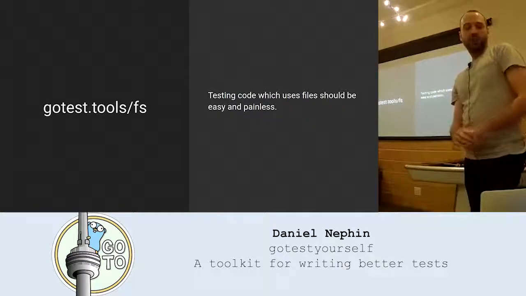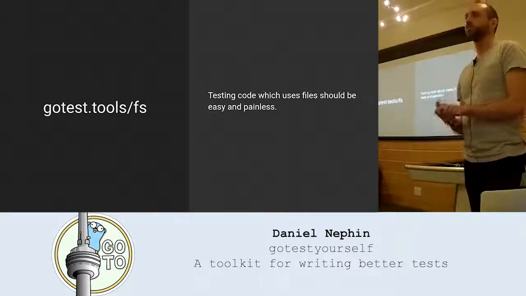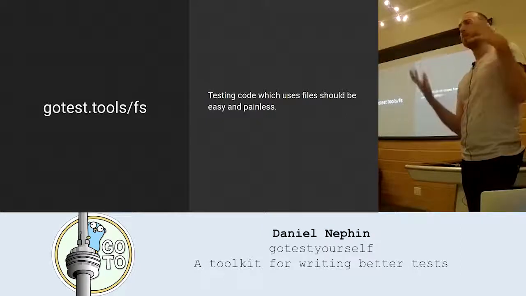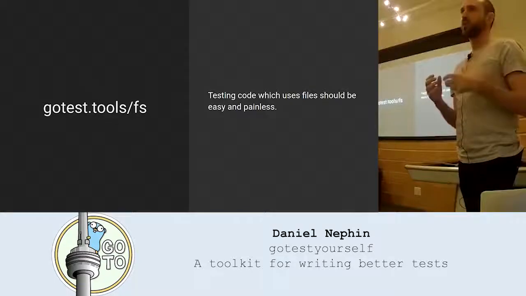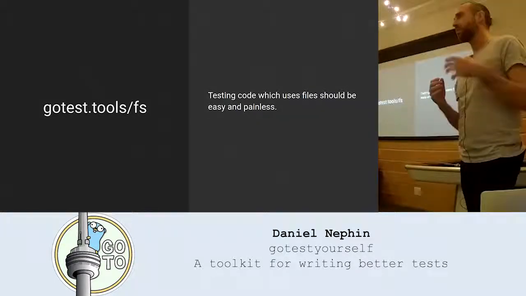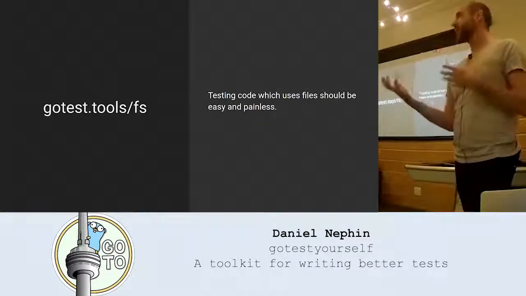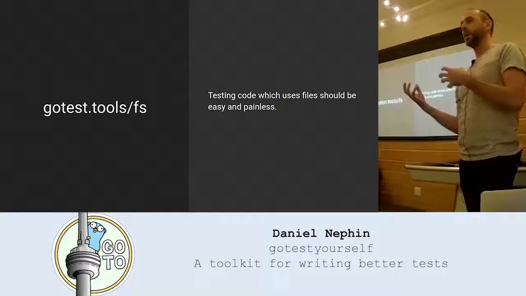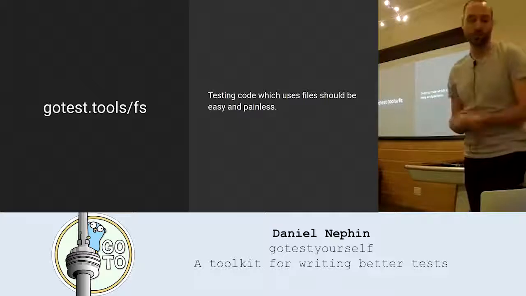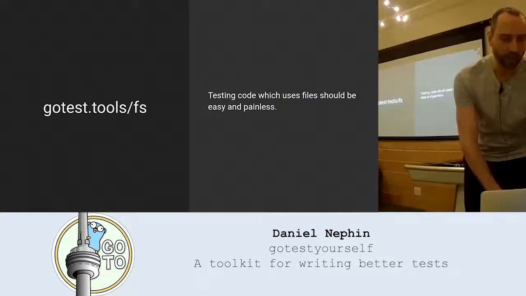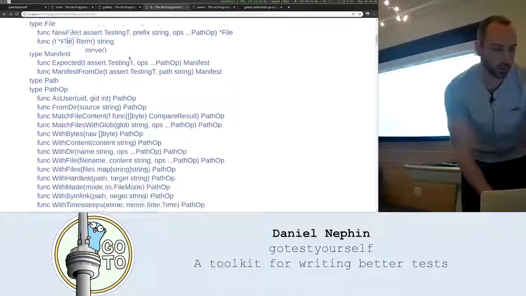The third package is fs, which is short for file system. So again, a number of tests work with the file system in some form. Either they needed to create large nested directories with files with very specific users, specific modes, specific timestamps, or the function under test created these, and we need to make assertions, or we need to inspect the file system to see if it created these directories and files correctly. So once again, jumping to the Go doc for this package, you can see it's a little bit longer.